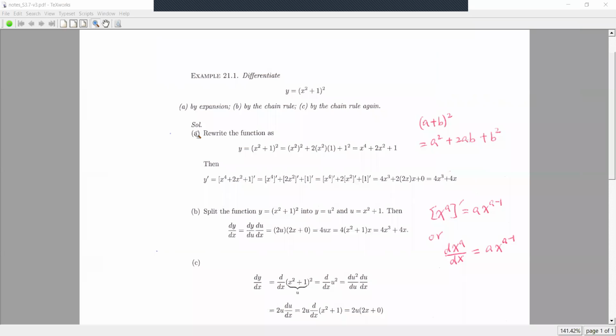Solution to part A. Before computing the derivative, we expand this square. Then this square is this polynomial. Then take the derivative. The result is 4x to the third plus 4x.